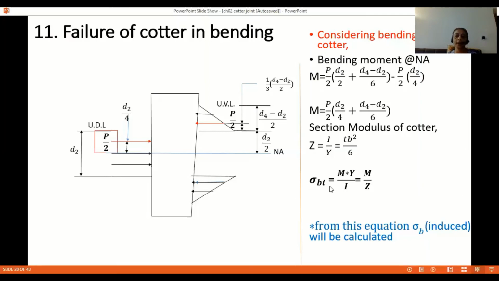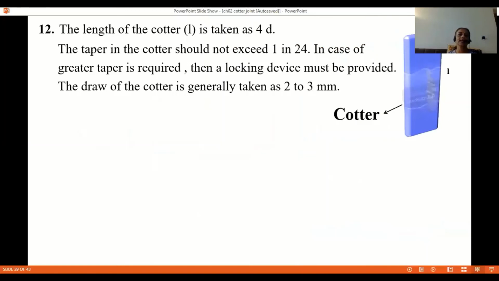Rearranging the term, our equation will become sigma B is My upon I. I by Y is a section modulus. So sigma B formula becomes sigma B is equal to M upon Z. We need to substitute all these values here and Z values here. So from this equation, we can find the bending stress induced in the cotter material, and it should be less than the permissible value. Last step, that is the length of cotter.